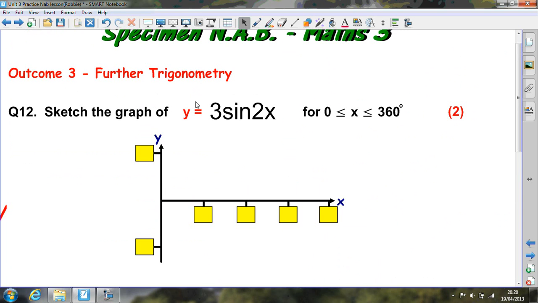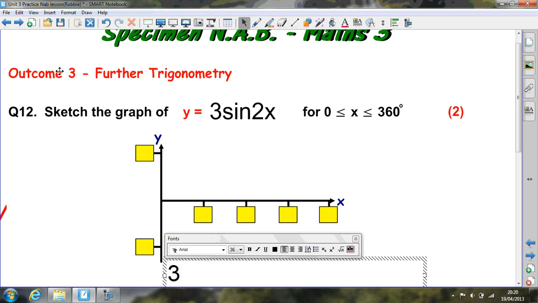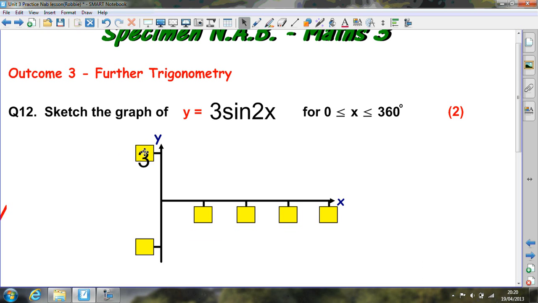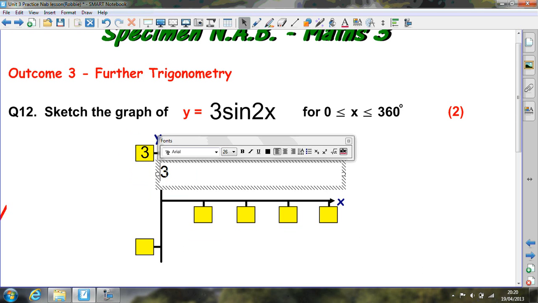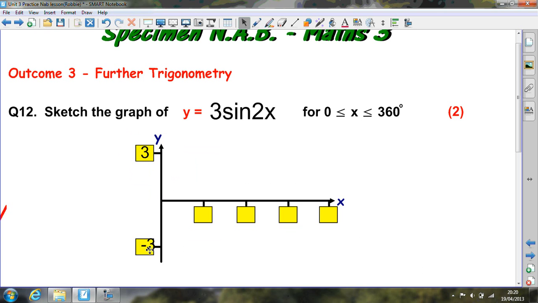So the first question is sketch the graph. I'm going to look at 3 sine 2x. The first number tells you how high and how low the graph goes. So this 3 really means that you put a 3 up here and a -3 down below, and that's you.